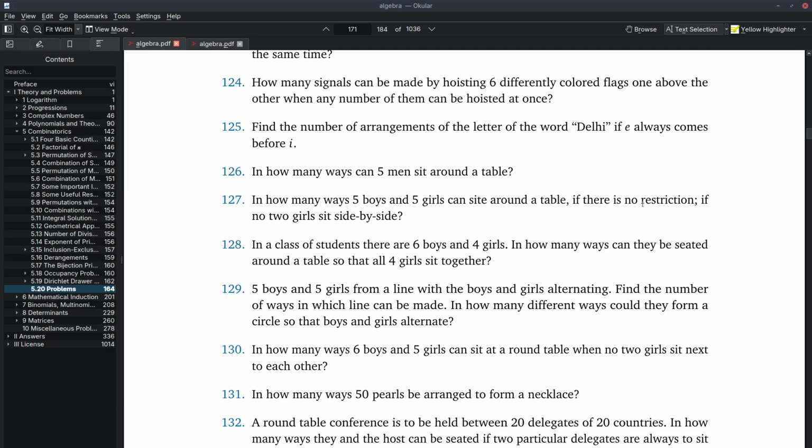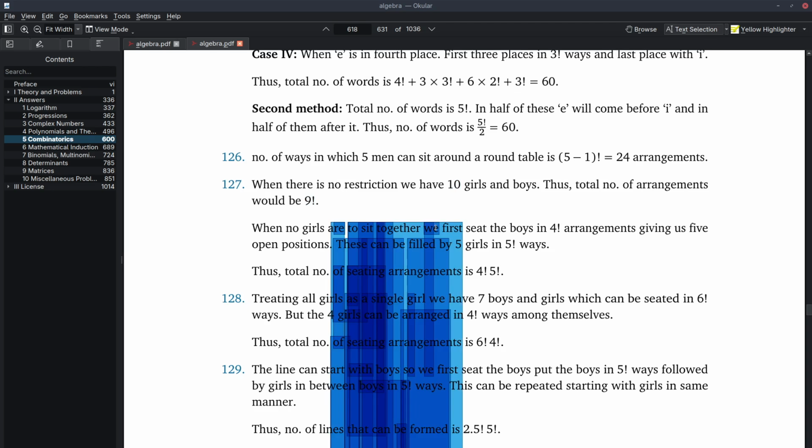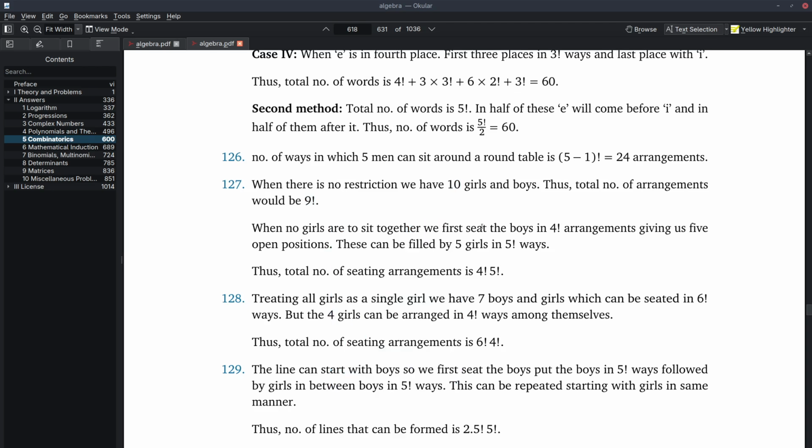Question 127 says, in how many ways can 5 boys and 5 girls sit around a table if there is no restriction, and if no 2 girls sit side by side? When there is no restriction, we have 10 total kids and the number of arrangements would be 9 factorial. If no girls are to sit together, then we first seat the boys in 4 factorial arrangements, giving us 5 open positions, which can be filled by 5 girls in 5 factorial ways. The total number of arrangements would be 4 factorial multiplied by 5 factorial.